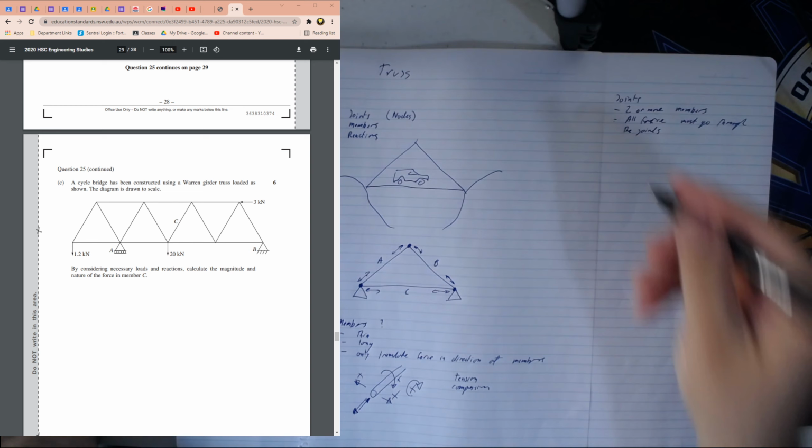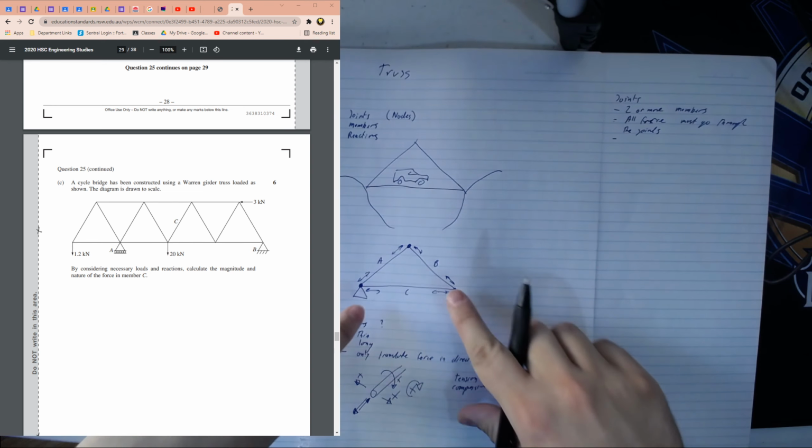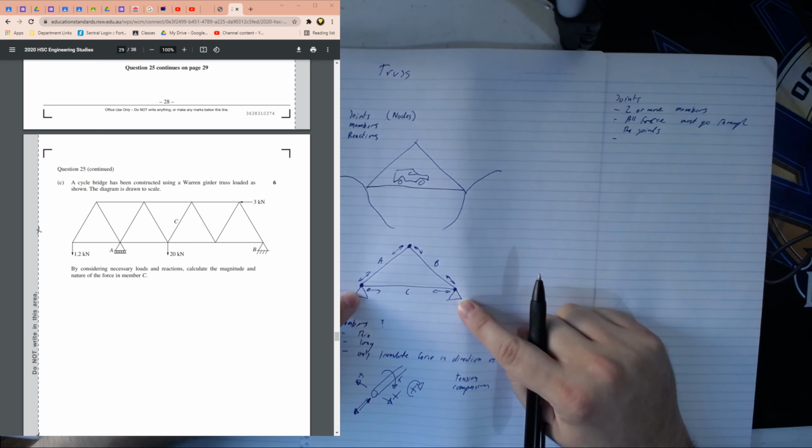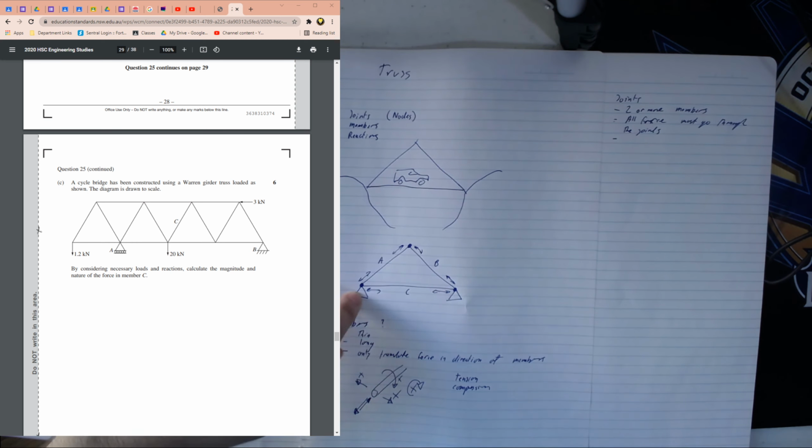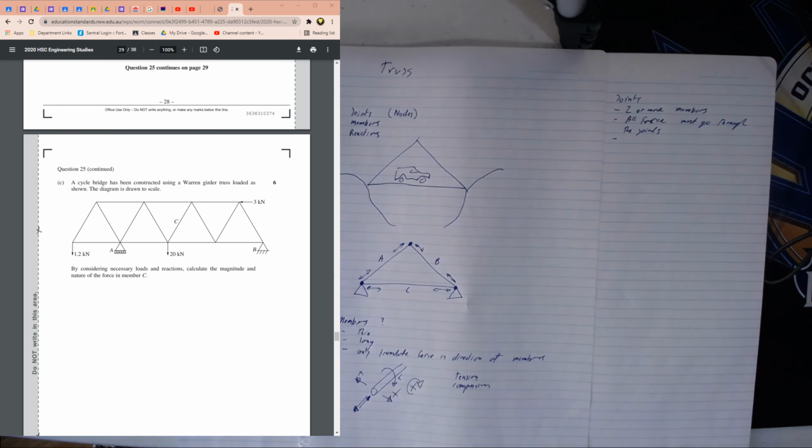The last dot point we have here is the example of the supports, and the supports are going to have the reaction forces. If we look at the example on the HSC question over there, A and B are our supports, and they're going to be providing a reaction force. But we also have, starting from left to right, the 1.2 kilonewton force going down, the 20 kilonewton force going down, and the 3 kilonewton force on the top right section, going to the left.